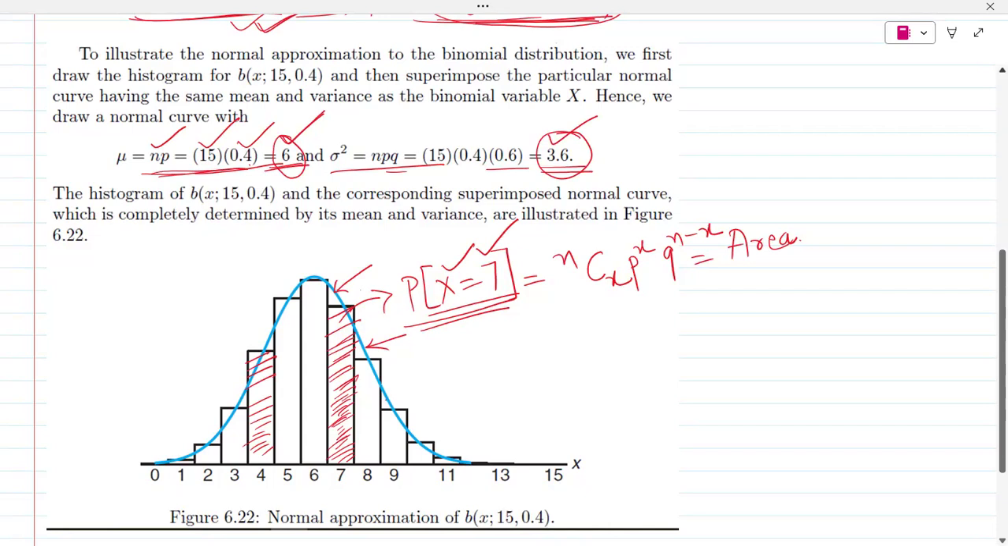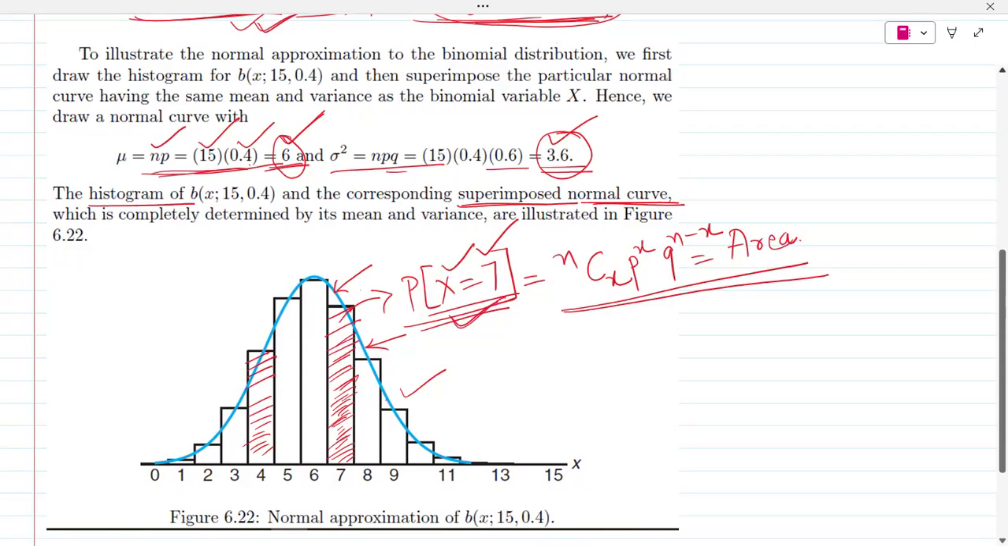So basically, what is this graph? It is the superimposition of two graphs, one normal curve and the other the histogram, which means these rectangles. And the area under the histogram represents the exact probability under the binomial distribution.